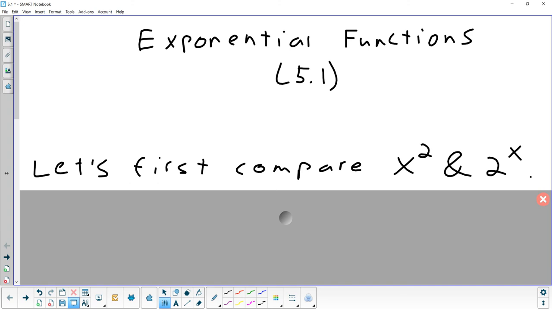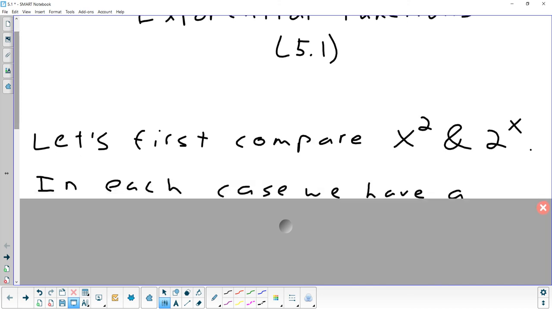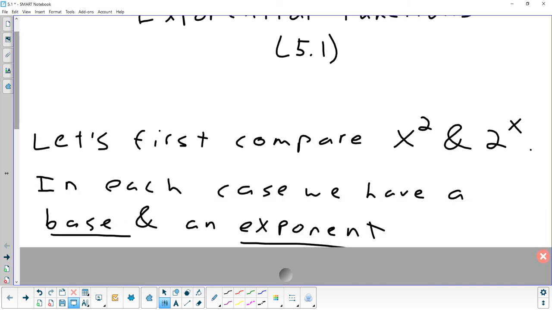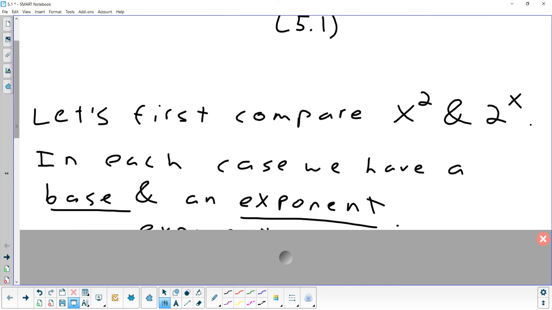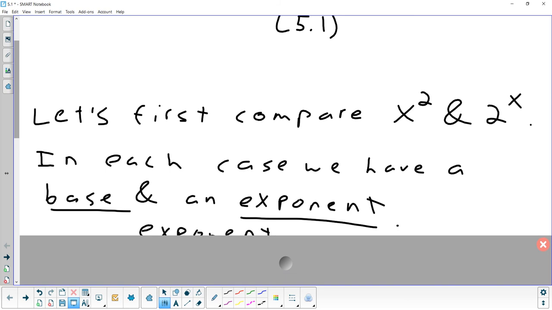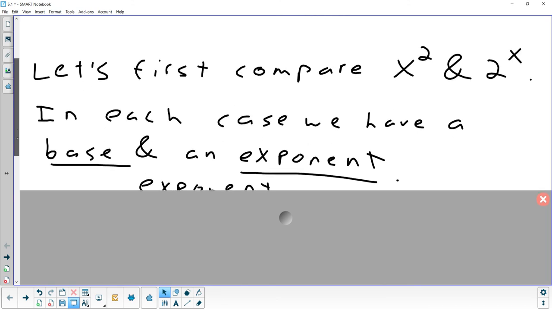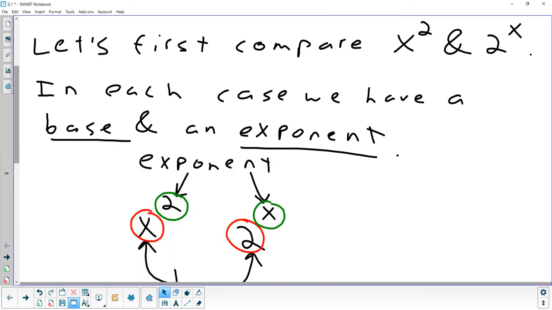So let's just compare those two expressions. They're very different. It's x squared and 2 to the x. In each of those cases, there's a base and there's an exponent. When we look at x squared, what's the base there on x squared? John? X. And the exponent? 2. When we look at 2 to the x, the base is 2, and the exponent is x.